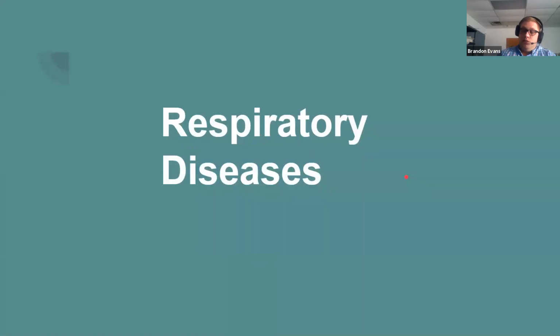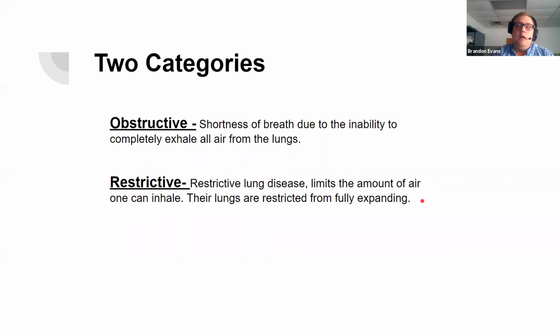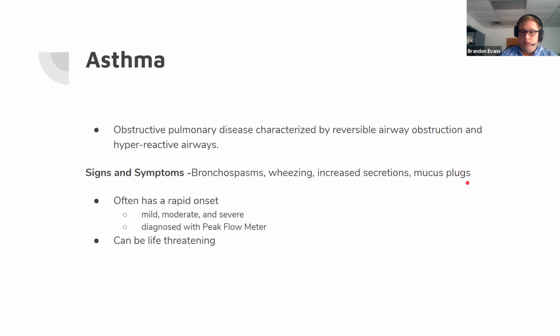So let's move on into our respiratory diseases. Respiratory diseases can be broken down into two primary categories, obstructive and restrictive. Obstructive diseases cause shortness of breath due to the inability to completely exhale air from the lungs, whereas a restrictive disease is exactly that. It restricts the lungs from fully expanding so that they can't get the full amount of air that they're supposed to. So we'll examine a few obstructive diseases first.